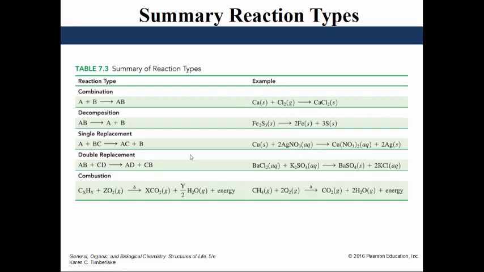And for double replacement, AB plus CD gives you AD plus CB. Instead of one element switching places, you have two switching places. An example that's given, BaCl2 plus K2SO4. As a product, Ba is now joined up with SO4. And then chlorine is now joined up with potassium. The elements are still there, but they're switching places.